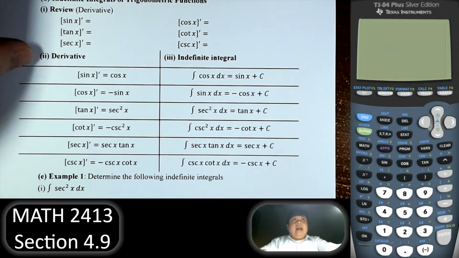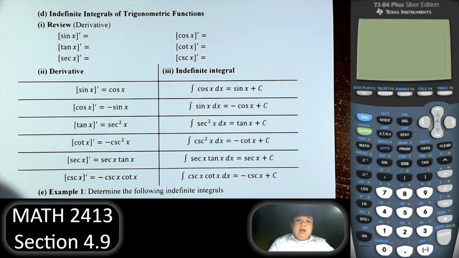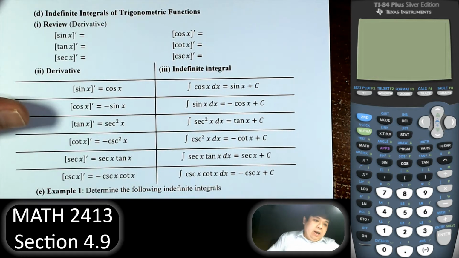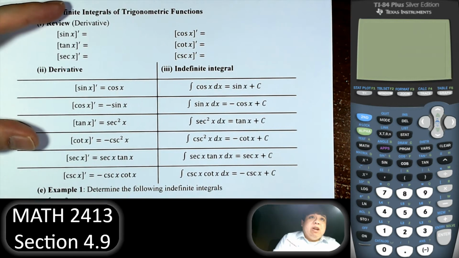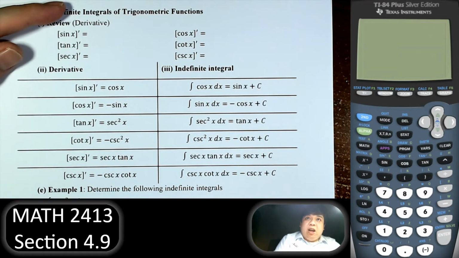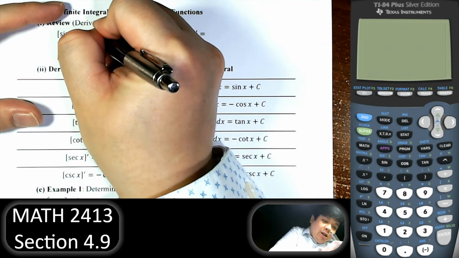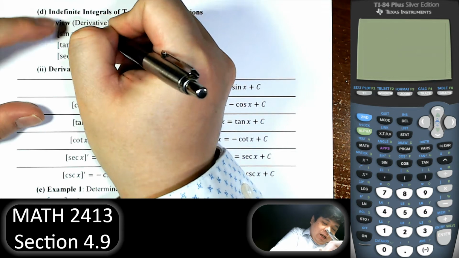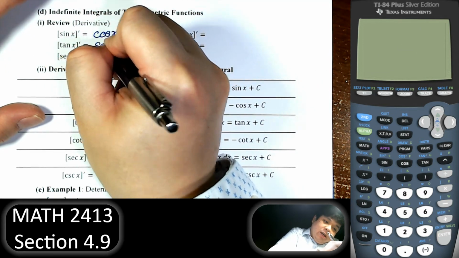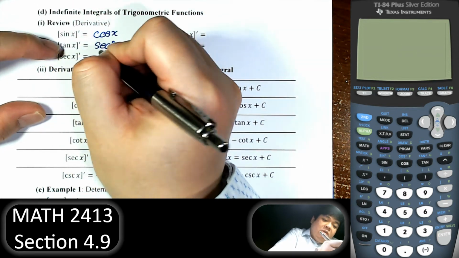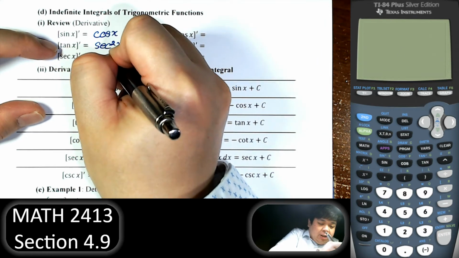Right. Now, so we have the power rule. Now let's go over a few other rules. First, let's review the derivative before we do the antiderivative or the indefinite integral. Derivative of sine is cosine. Derivative of tangent is secant squared. Derivative of secant is secant tangent.